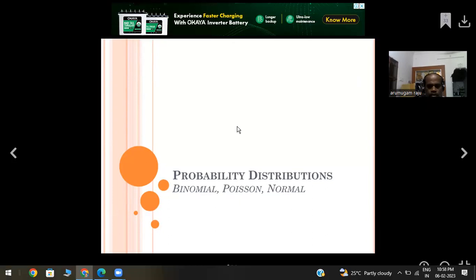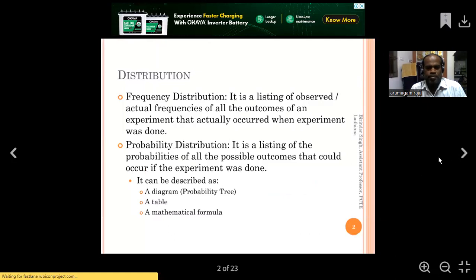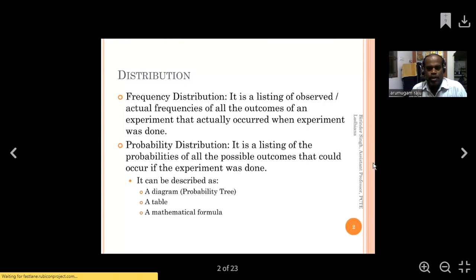Good evening, friends. Today we will discuss probability distribution. In the probability distribution, we have binomial distribution, Poisson distribution, normal distribution, and so on. In general, we can classify the probability distribution into two types. The first one is discrete probability.